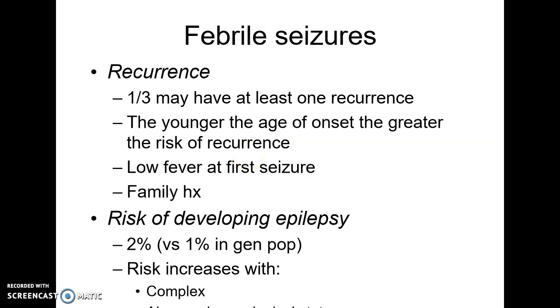In febrile seizure recurrence, one third may have at least one recurrence. The younger the age of onset, the greater the risk of recurrence. Low fever at the first seizure and a family history are usually related. The risk of developing epilepsy is 2%, compared with 1% in the general population. If you take the group of children who have febrile seizures as 100%, only 2% of them will have a risk of developing epilepsy. So if a child had a febrile seizure, it doesn't mean they will have epilepsy in future. Risk increases with complex seizures and abnormal neurological states.